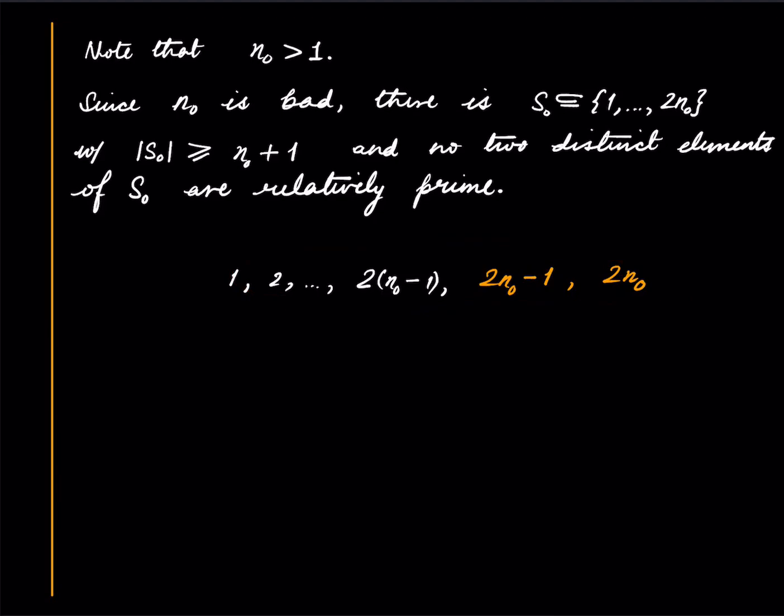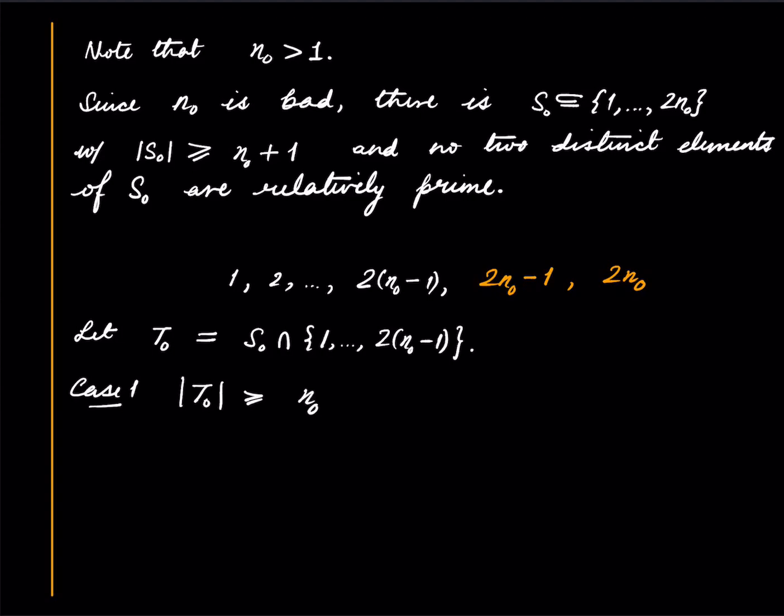So case 1, S₀ is a subset of it. Let me introduce a notation. So let T₀ equal S₀ intersection this guy. And now case 1, the size of T₀ is at least n₀.